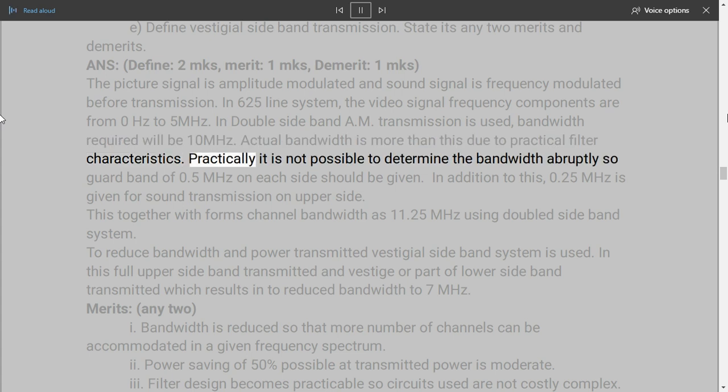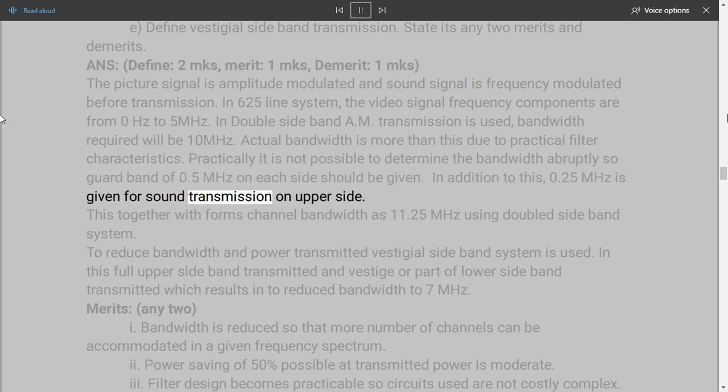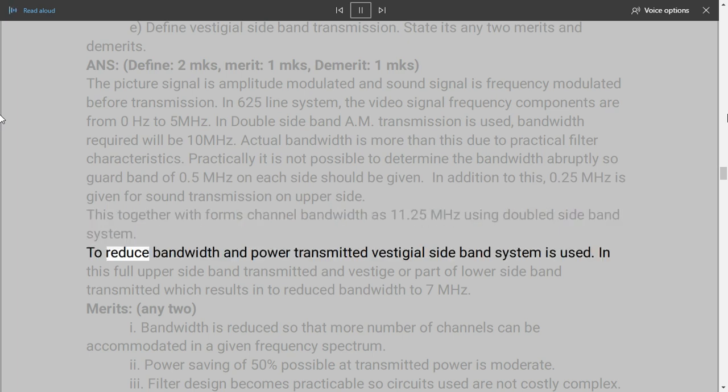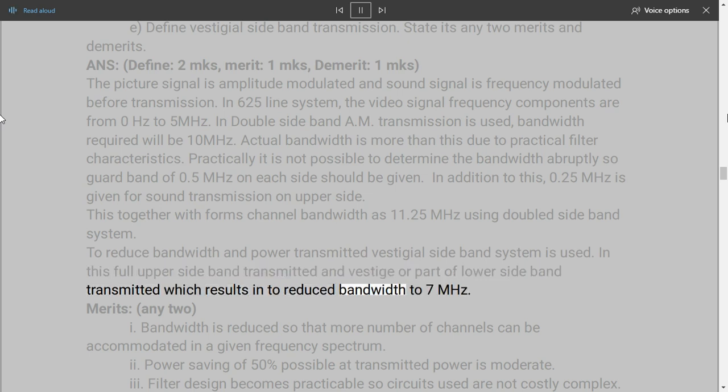Practically it is not possible to limit the bandwidth abruptly, so a guard band of 0.5 MHz on each side should be given. In addition to this, 0.25 MHz is given for sound transmission on the upper side. This together forms a channel bandwidth of 11.25 MHz using the double sideband system. To reduce bandwidth and power transmitted, the vestigial sideband system is used. In this, the full upper sideband is transmitted and a vestige, or part, of the lower sideband is transmitted, which results in reduced bandwidth of 7 MHz.